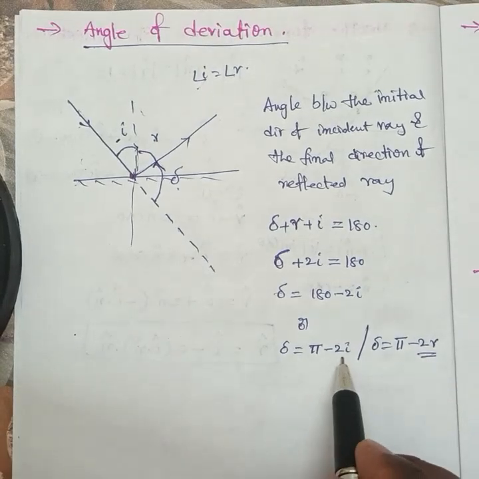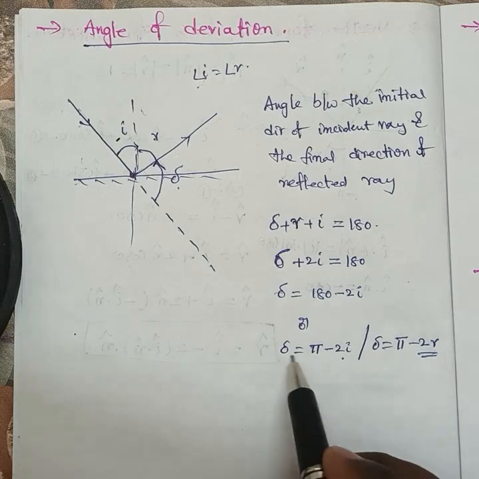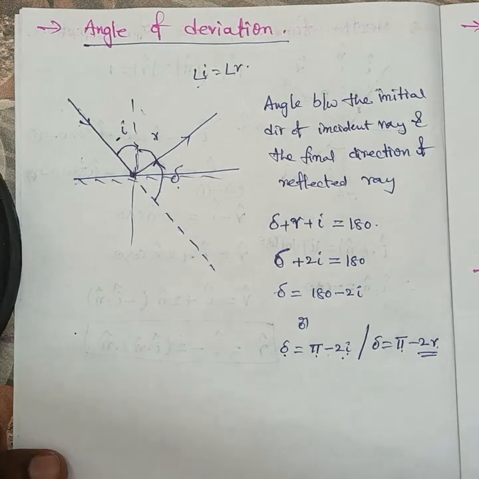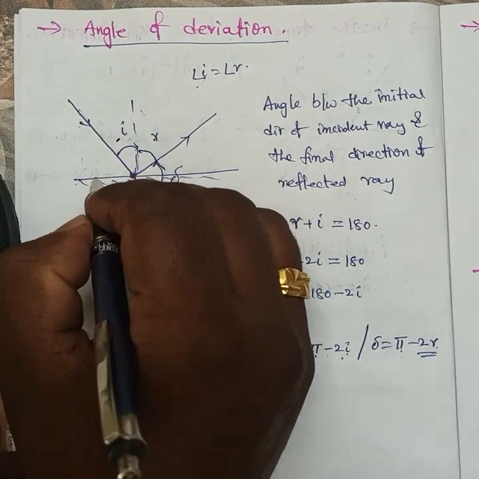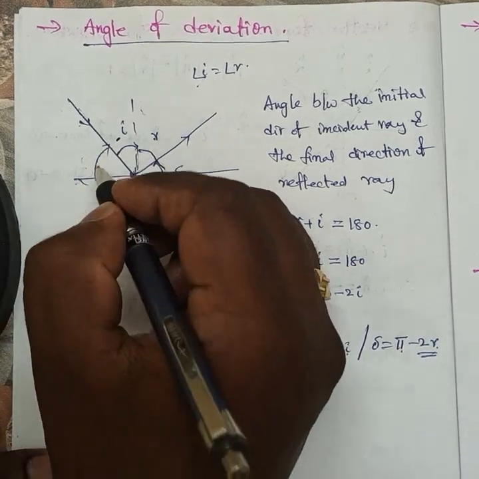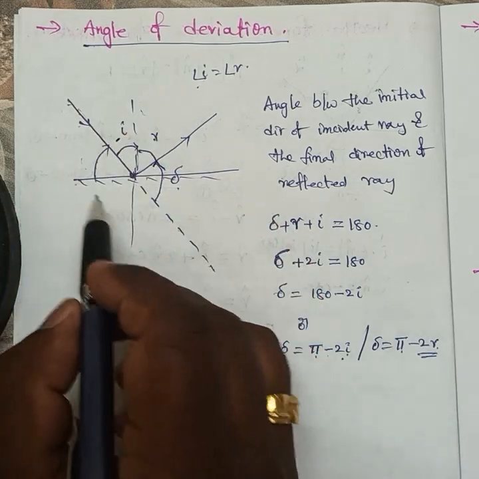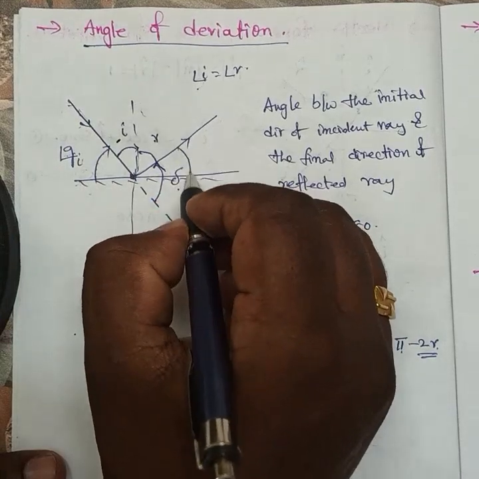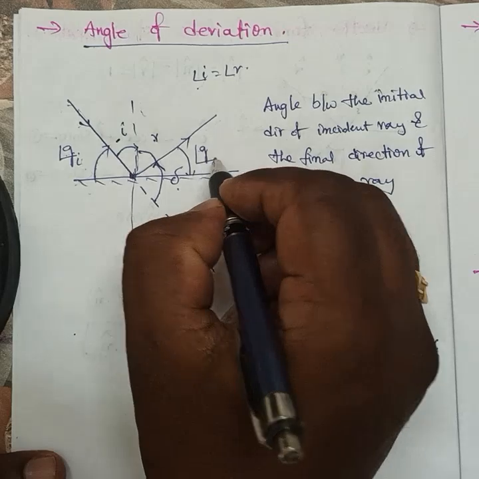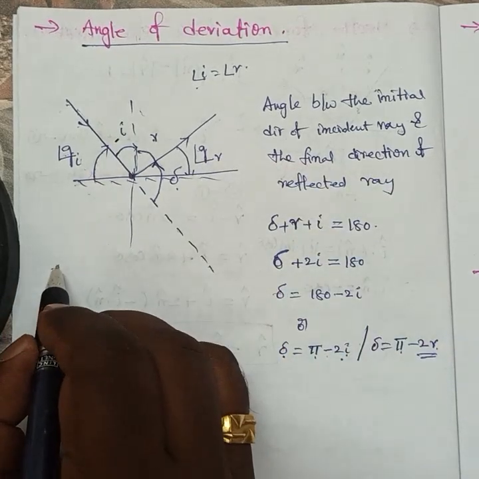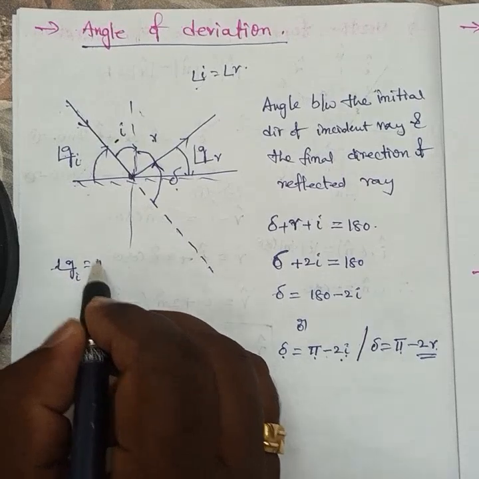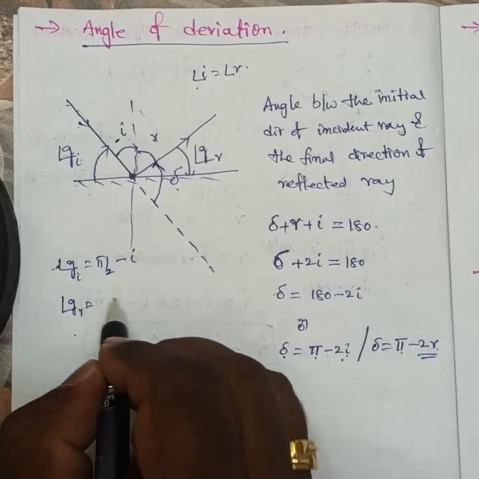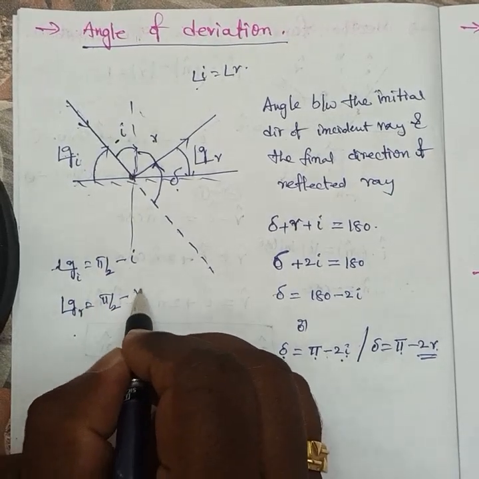If you know the angle of incidence or angle of reflection, then deviation is pi minus 2 times the angle of incidence or pi minus 2 times the angle of reflection. One more formula we need to take is in terms of glancing angle of incidence. The angle the incident ray makes with the surface is the glancing angle of incidence, and the angle the reflected ray makes with the surface is the glancing angle of reflection. The glancing angle of incidence is pi by 2 minus the angle of incidence. Similarly, the glancing angle of reflection is pi by 2 minus the angle of reflection.